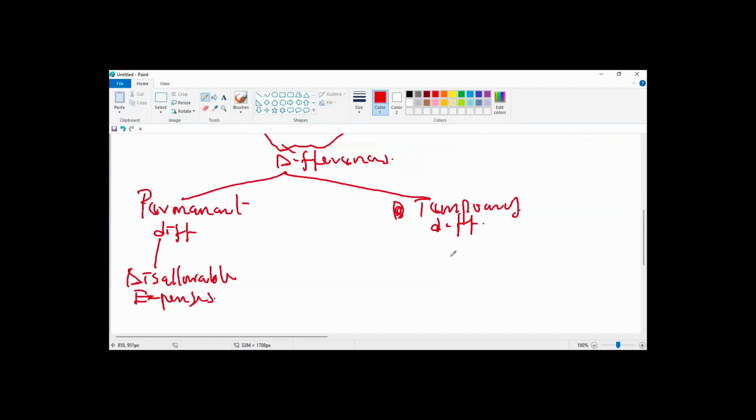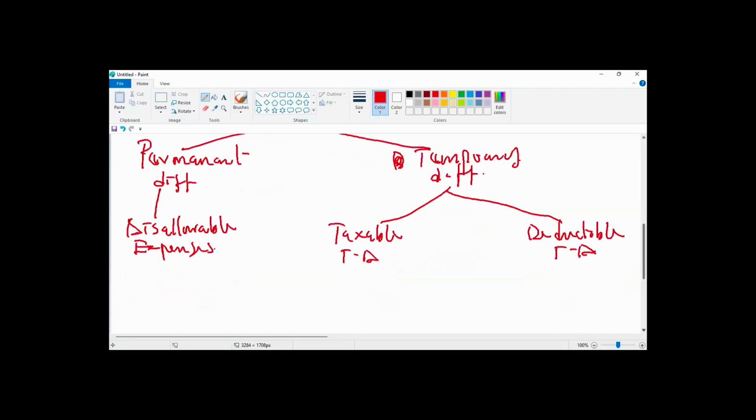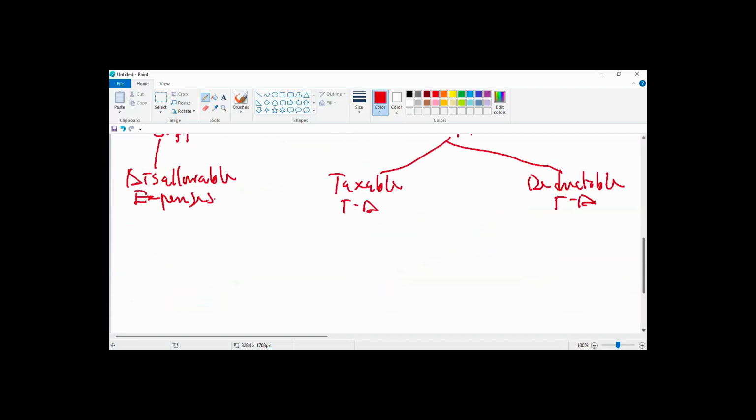Now, temporary difference can be of two types. It can be taxable temporary difference or deductible temporary difference. Now, what we have been saying, since money does not make meaning, this is where it makes meaning for exam purpose. And that's what they tested last night.